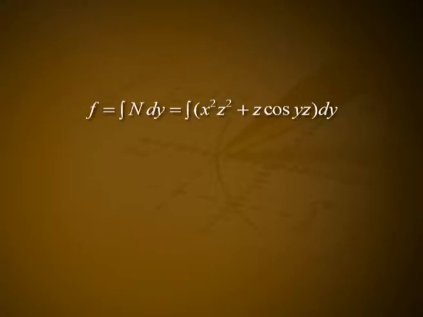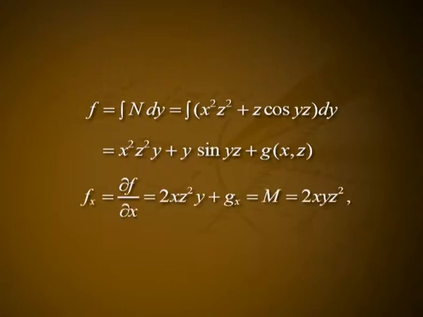To find f, we integrate N and then differentiate to compare with M and P, and obtain f is equal to the integral of N dy, which is equal to the integral of (x²z² + z cos yz) dy, which is equal to x²z²y + sin yz + g(x,z). f_x is equal to ∂f/∂x is equal to 2xz²y + g_x, which is equal to M, which is equal to 2xyz². g_x is equal to 0.